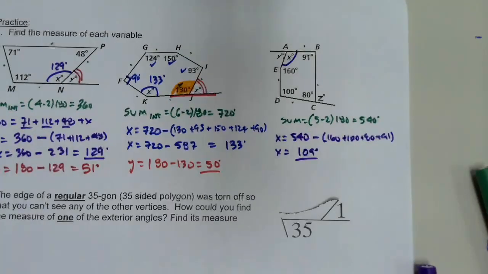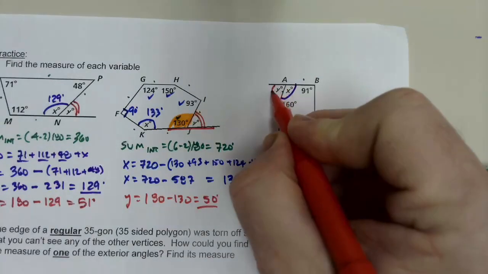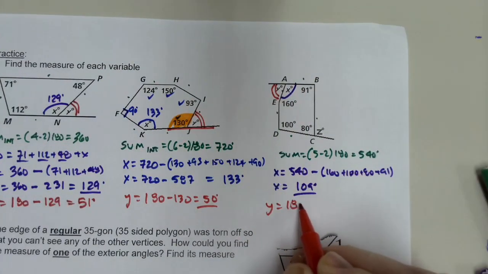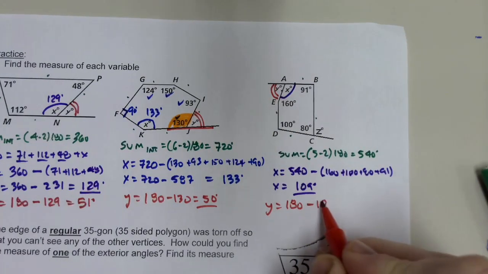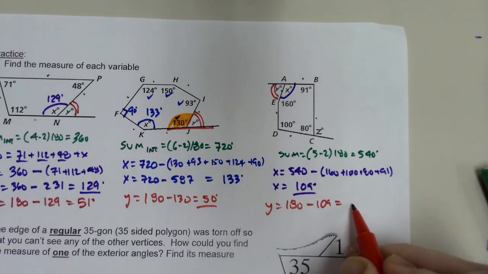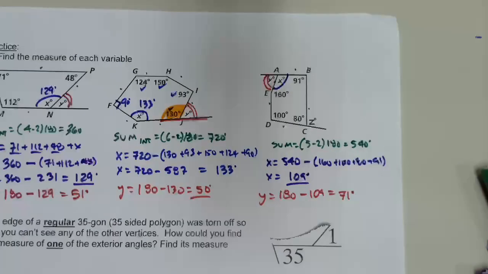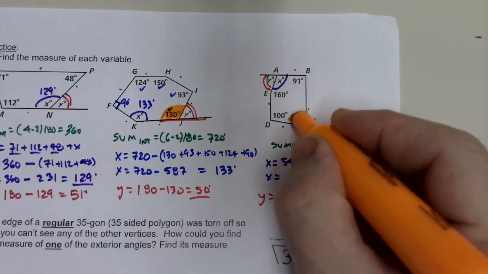And as we've done on the last ones, in order to find the exterior angle, y in this case, we subtract the corresponding interior angle, which we've calculated at 109, from 180, and we get a 71-degree angle. Now be careful, this one also has a third variable to find, and that is z.